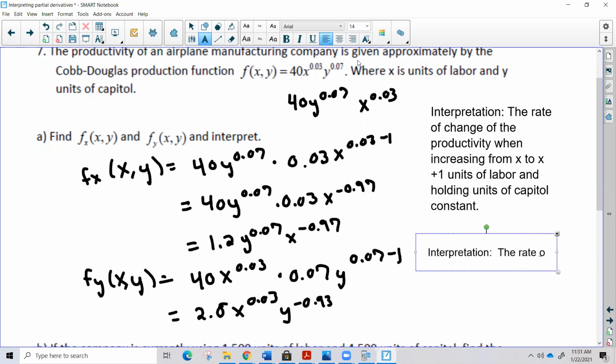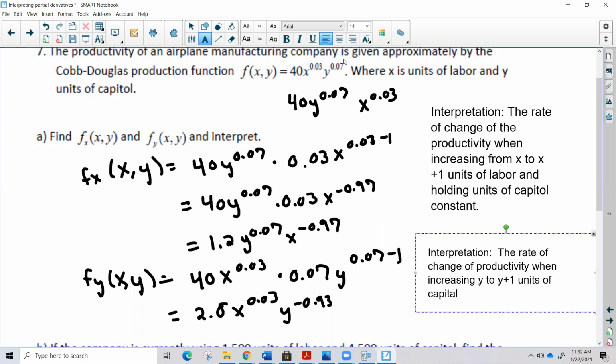Okay, so it would be the rate of change again of the productivity when increasing Y to Y plus 1 units of capital and holding the units of labor X constant.